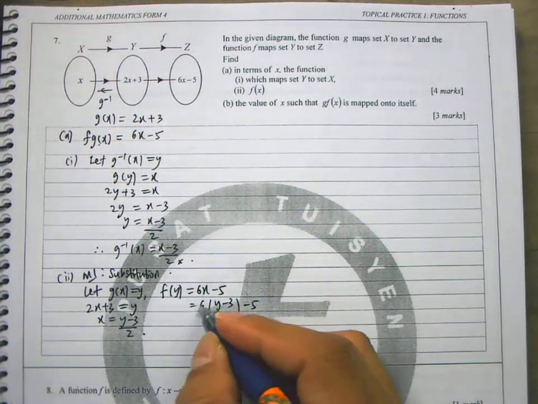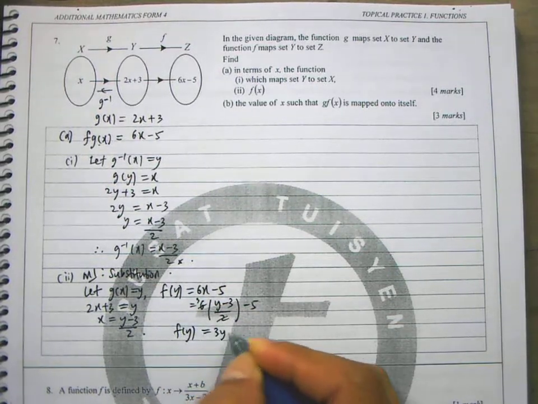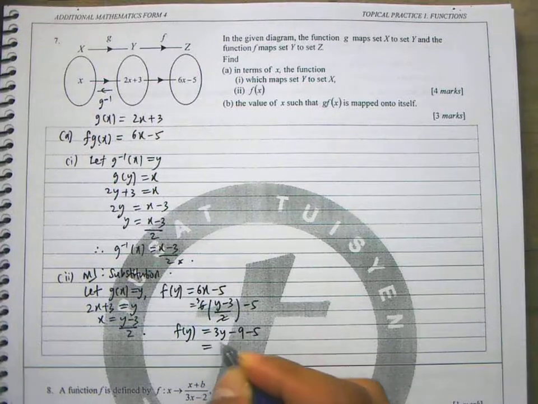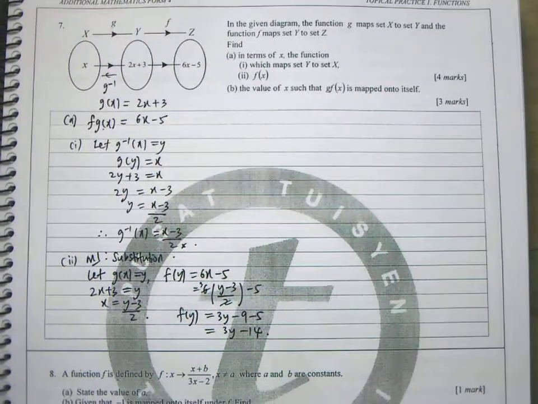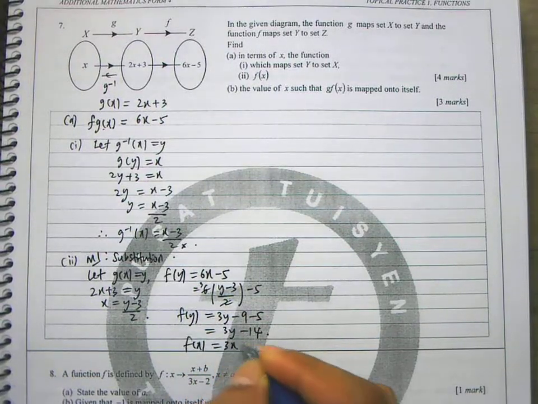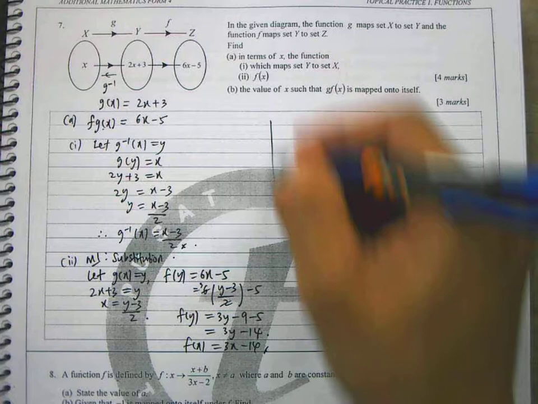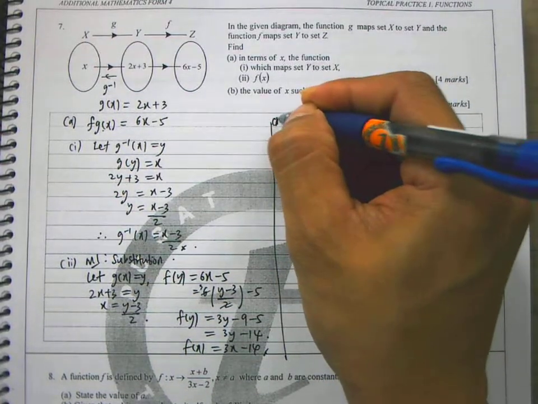Can we cancel these two? As we multiply inside, we get 3y minus 9 minus 5. The answer is 3y minus 14. Now, if f(y) is 3y minus 14, f(x) equals 3x minus 14. However, actually for this question, method 2 is easier.